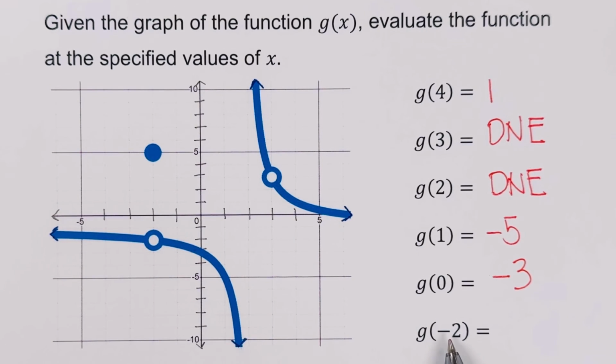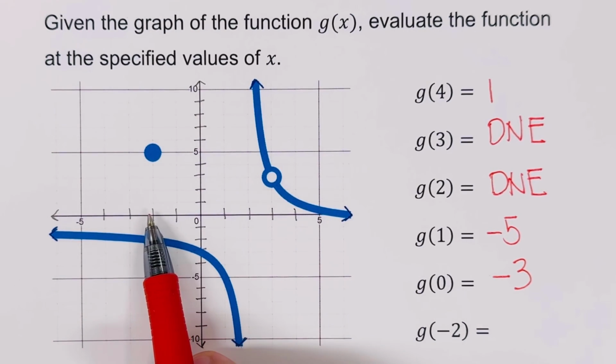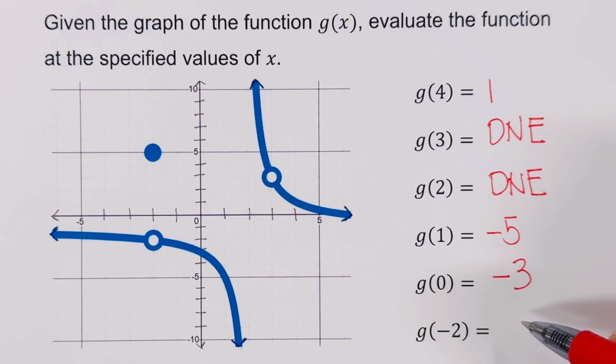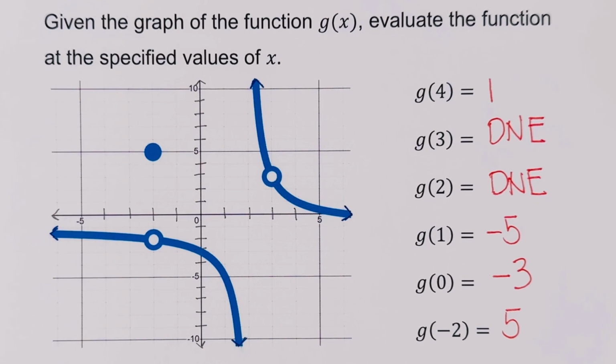And we have g of -2. This tells us that if x is -2, what is the value of y? In this problem, there's an open circle. However, there's a closed circle up here. So that is our value for g of -2, and that is 5. So that is how we evaluate the function at the specified values of x.